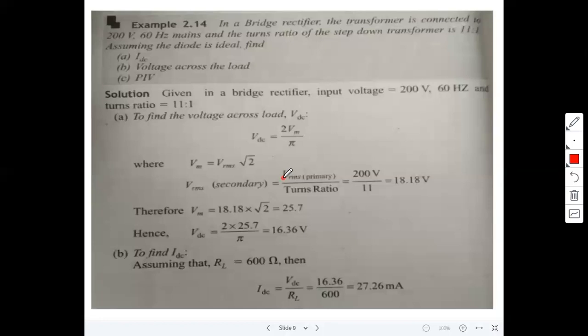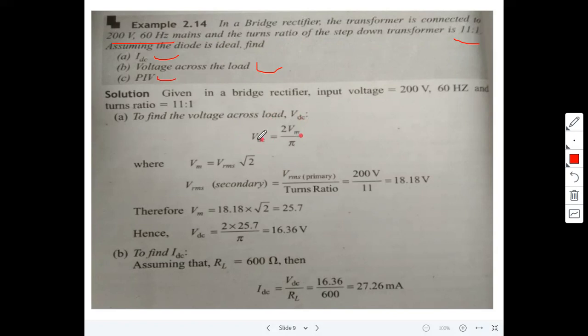Then coming to the another problem. Here the another problem is a bridge rectifier. The transformer is connected to a 200 volt 60 Hz mains, and the turns ratio of the step down transformer is 11:1. Find IDC, voltage across load, and PIV.